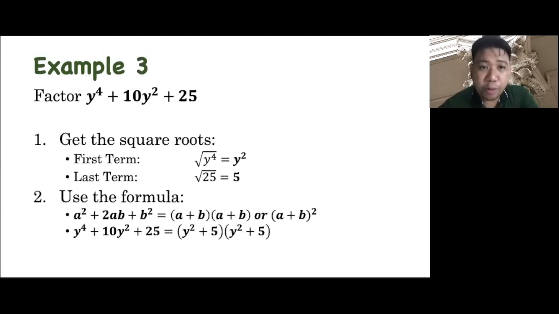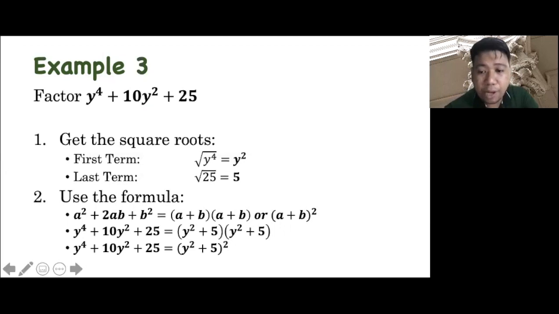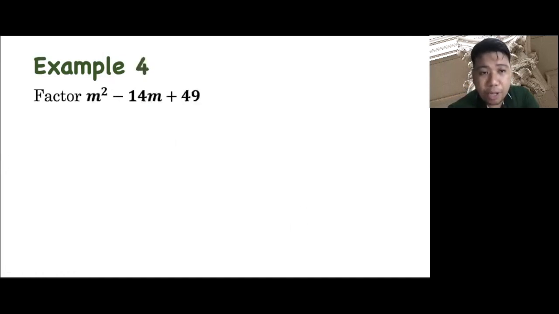Y raised to the 4th power plus 10y squared plus 25 is equal to the quantity of y squared plus 5 times the quantity of y squared plus 5. Or pwede rin po na the quantity of y squared plus 5 squared. So yan po ang pwedeng maging answers natin. Proceed tayo sa example number 4, which is factor m squared minus 14m plus 49.